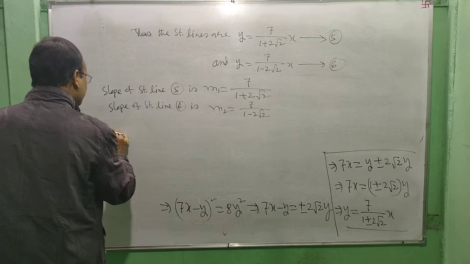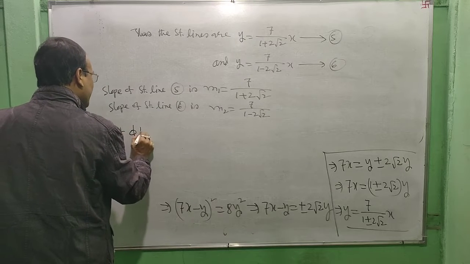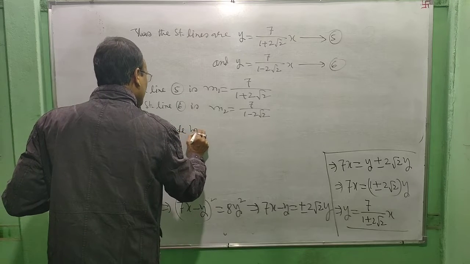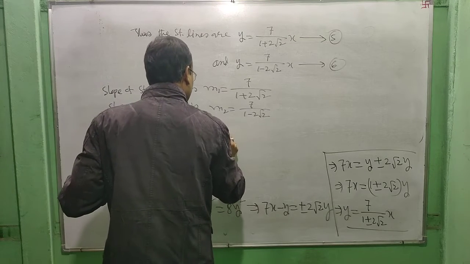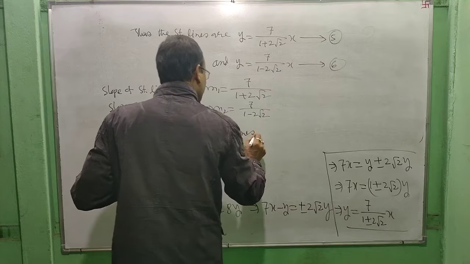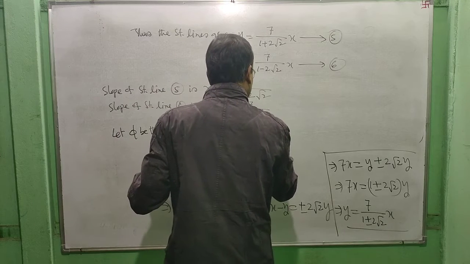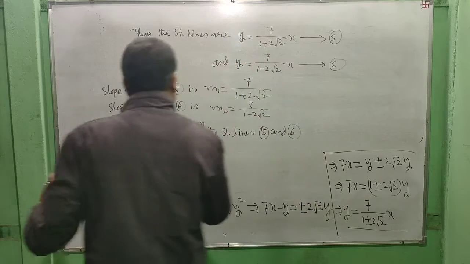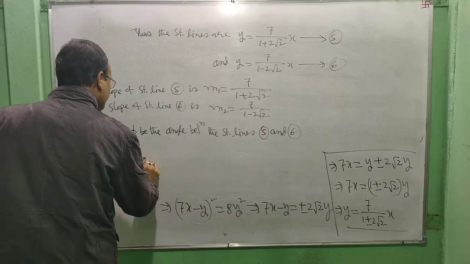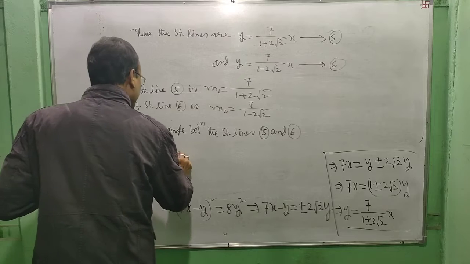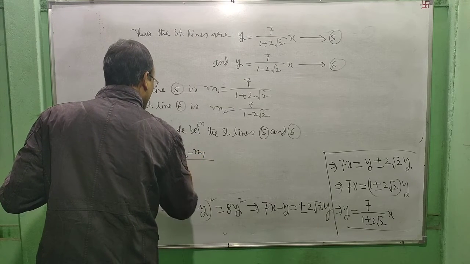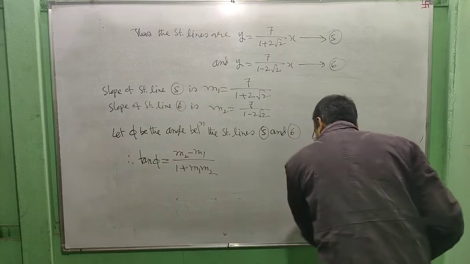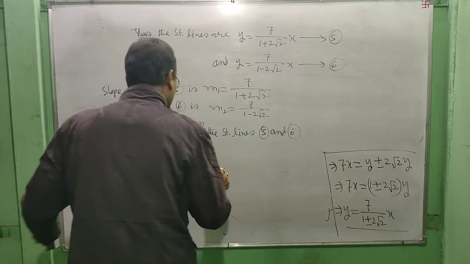Let phi be the angle between the straight lines 5 and 6. Therefore, tan phi equal to m2 minus m1 divided by 1 plus m1 into m2.